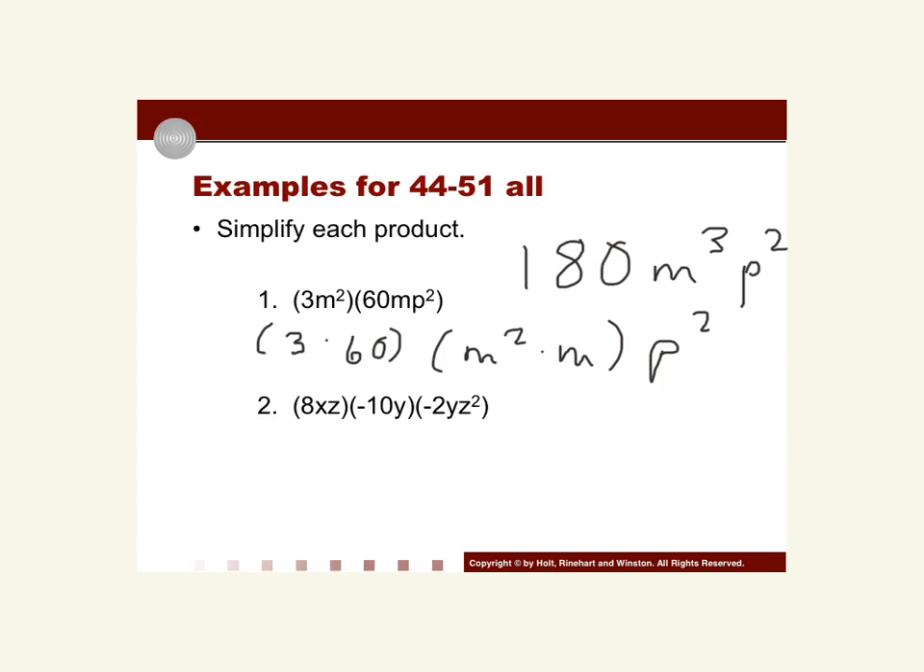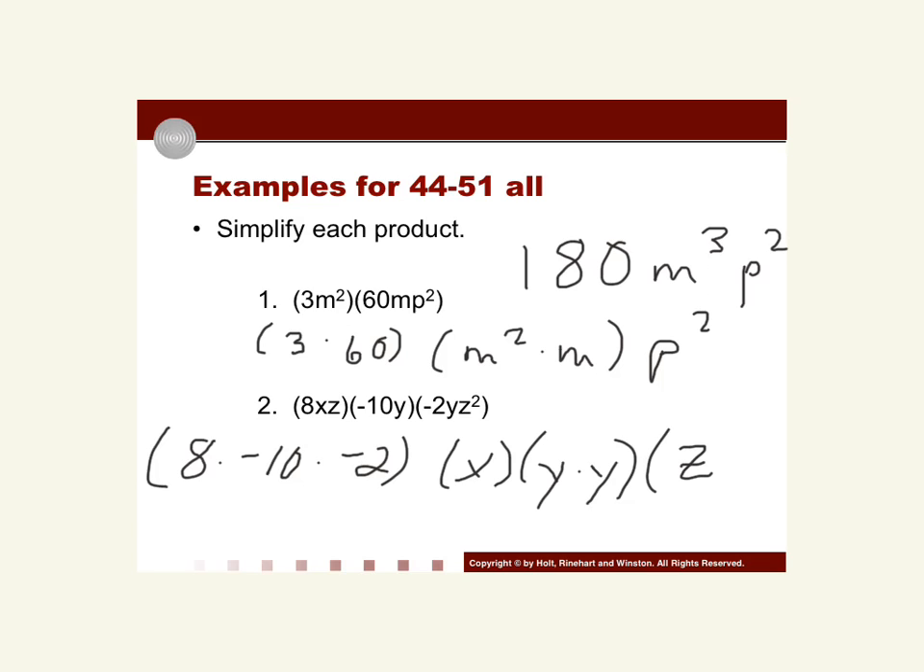And we look at this last one, we'd have 8 times negative 10 times negative 2. Then we'd have just the x. Then we have a y times a y. And we have a z times a z squared. Now to simplify this, 8 times negative 10 is negative 80, times negative 2 is a positive 160. X, we'd have y, both of them are to the first power, so that's y to the second, and then z to the third for our final answer.